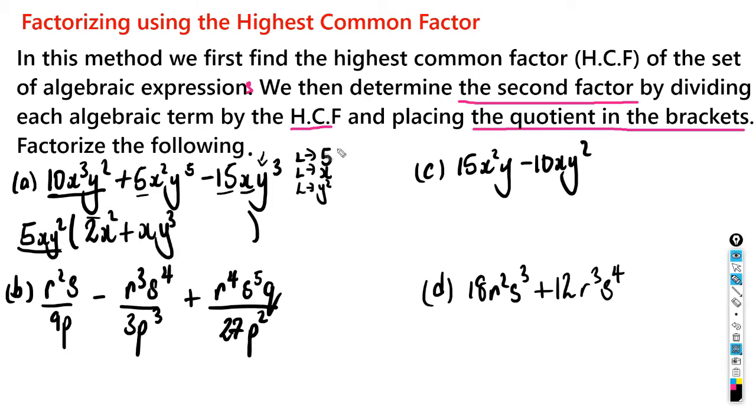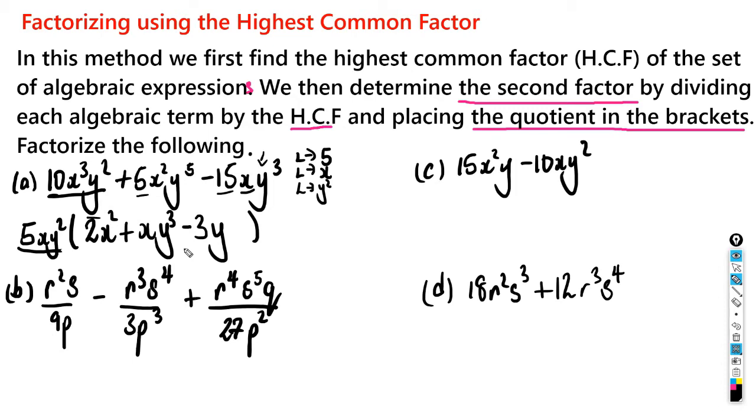So we divide the HCF into the algebraic expressions. The next one, 5 going into 15 gives us negative 3, x going into x gives just 1, and y squared going into y cubed gives just y. So this is the answer, guys: 5xy squared times 2x squared plus xy cubed minus 3y. That would be the answer for the first question. So that's all we have to do, guys: find the HCF and divide the original expression by the HCF to factorize it. Okay, guys?